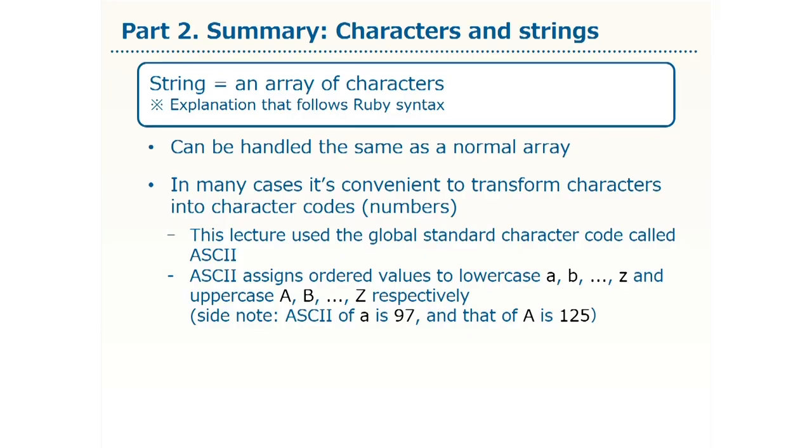Furthermore, in many cases, it's convenient to transform characters into a character code. This lecture used the global standard character code called ASCII. ASCII assigns ordered values to lowercase a to z or uppercase letter capital A to capital Z. As a side note, we just saw a number of times that ASCII of A is 97.